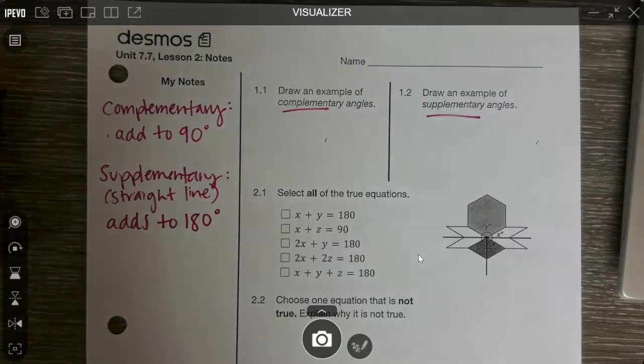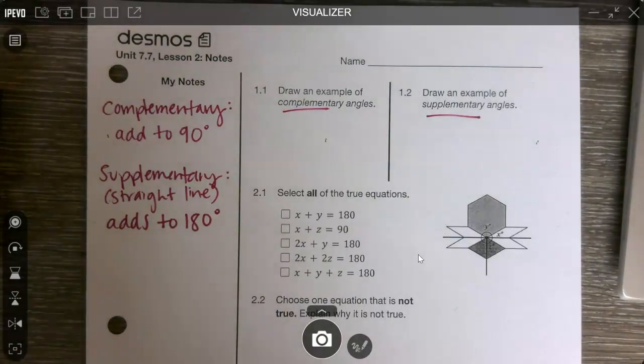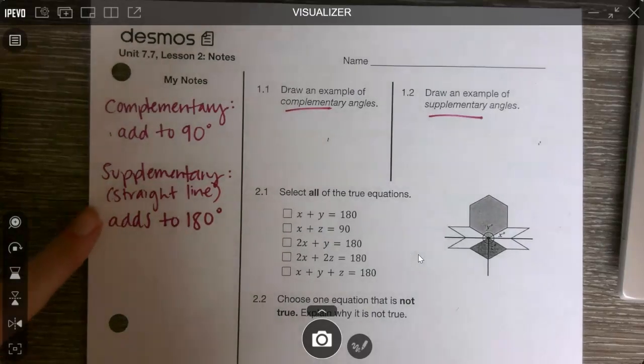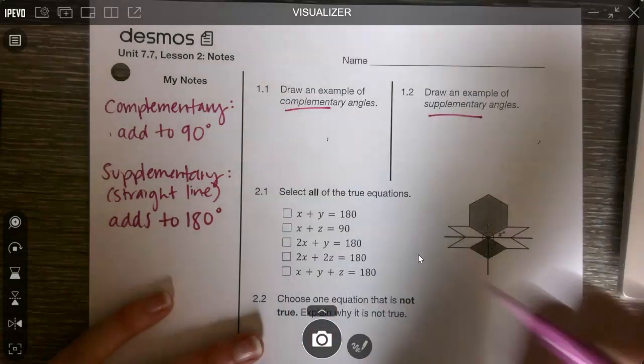Okay, so they're complementary. They add up to 90 every single time. However many angles you have, it could be 2, could be 3. And if you have supplementary angles, they always add up to 180. Again, it could be 2, 3, 4, 5 angles, but when you add them together in your calculator, they have to be 180.